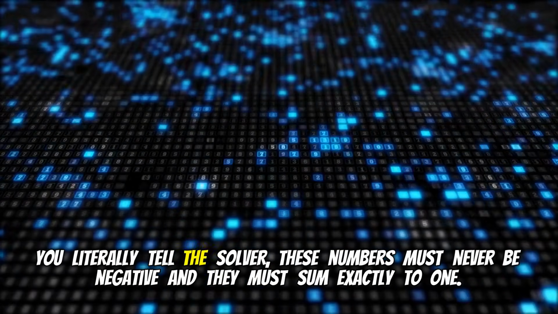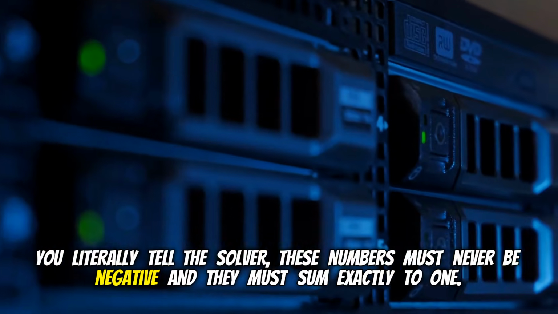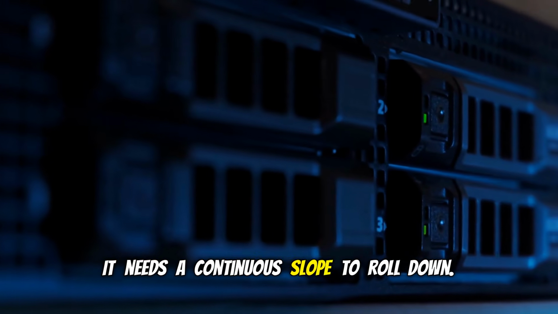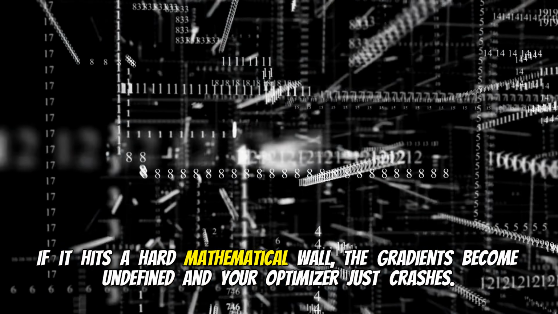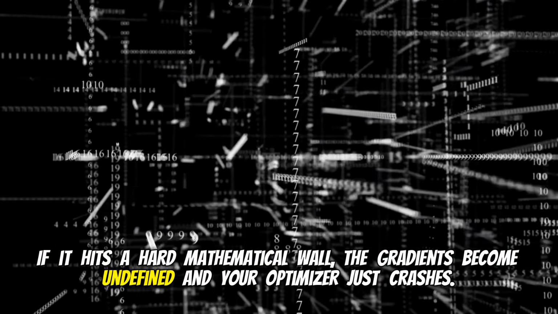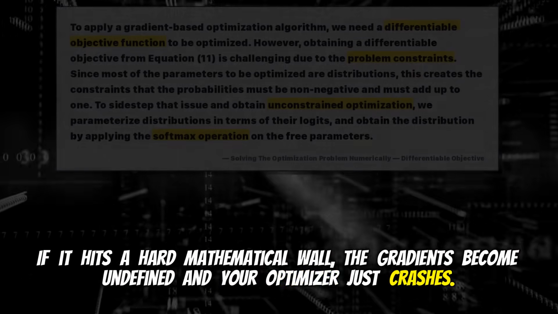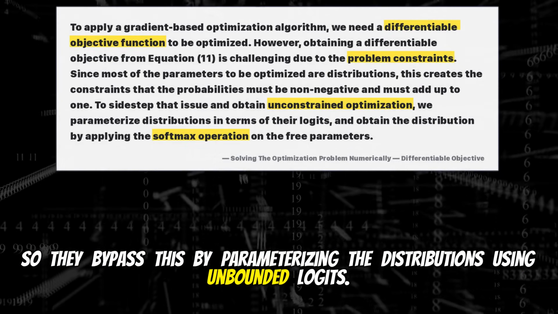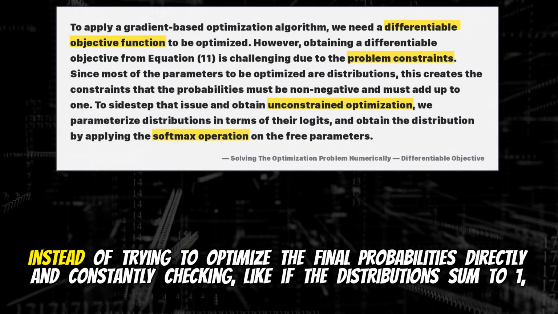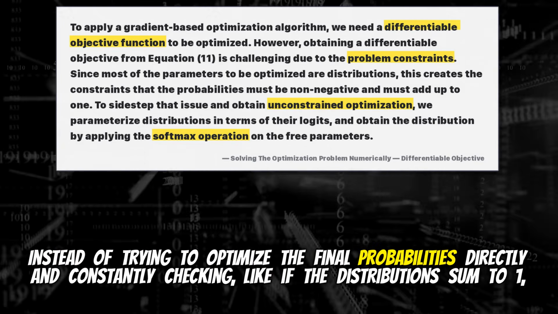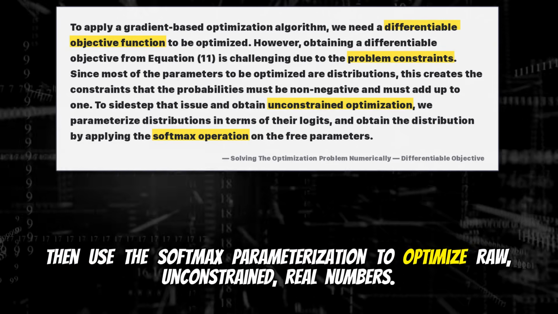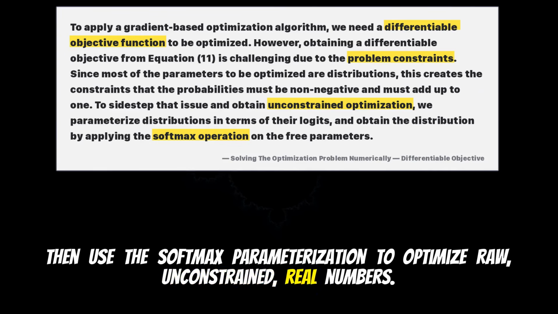Right. And in a traditional math solver, you enforce these probabilities as hard constraints. You literally tell the solver, these numbers must never be negative, and they must sum exactly to 1. But gradient descent doesn't understand hard boundaries at all. It needs a continuous slope to roll down. If it hits a hard mathematical wall, the gradients become undefined, and your optimizer just crashes. So they bypass this by parameterizing the distributions using unbounded logits. Oh, nice.